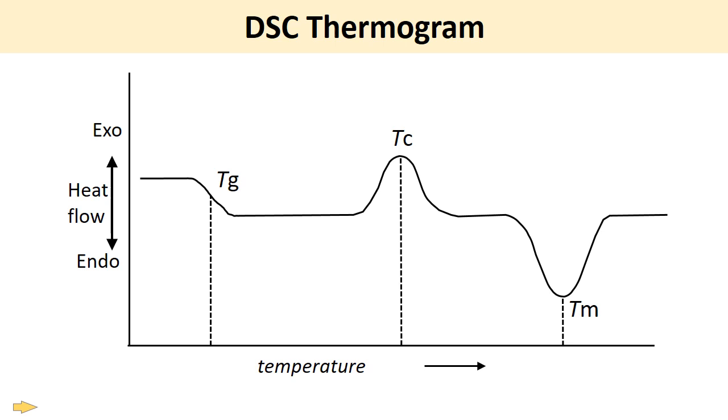Now we have a general plot. From this plot, we can see that the Tg, which is the glass transition, the Tc, which is the crystallization temperature, and the Tm, the melting temperature, are all indicated. And we want to use this plot to explain in general how a DSC is used to explain the glass temperature, the Tc, and then the Tm.